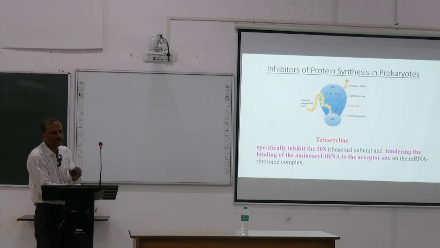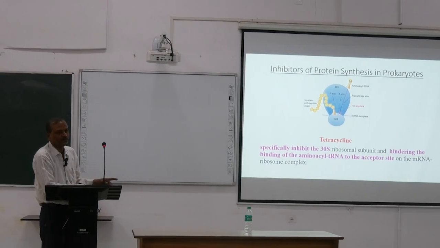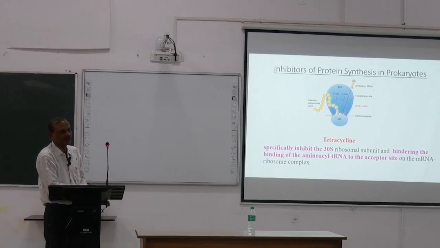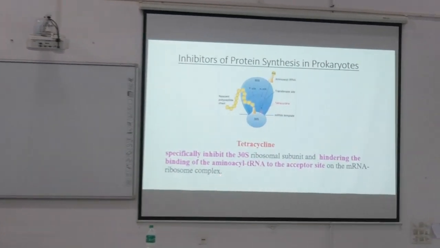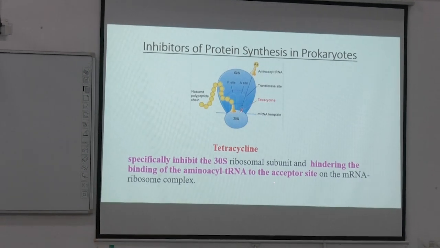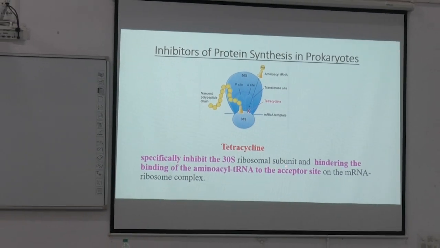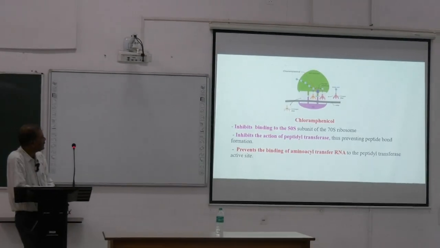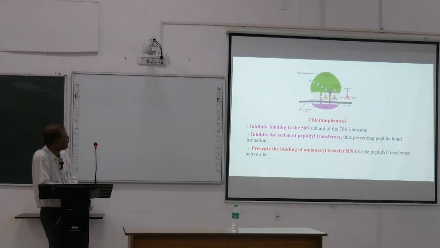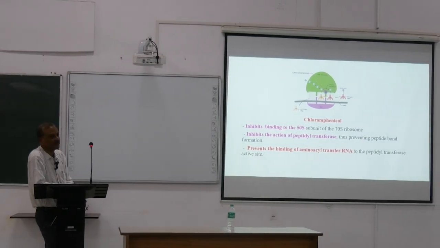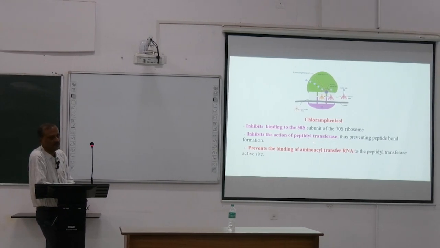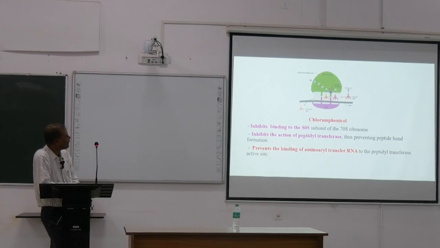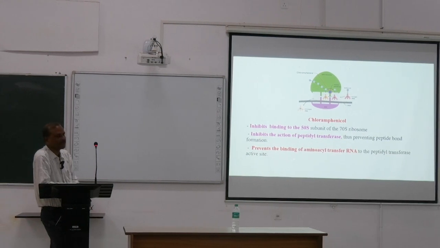As I told you, the mechanism remains the same. The only thing is that you have to remember where the drug acts. Here it is basically inhibiting the 30S ribosome and the binding of amino acid tRNA to the acceptor site, so protein synthesis will not occur. Next, chloramphenicol inhibits binding of the 50S subunit, not 30S, and inhibits the action of peptidyl transferase. The mechanism of action is different, and it prevents binding of amino acid tRNA to the peptidyl transferase active site.